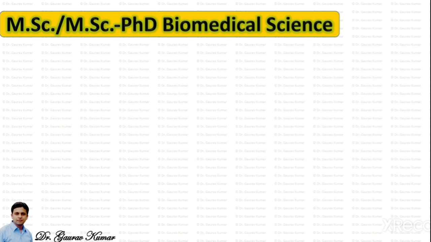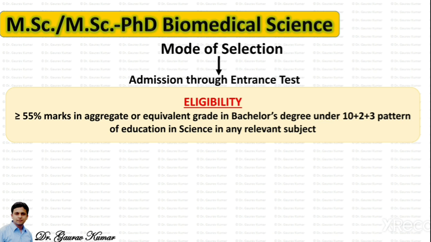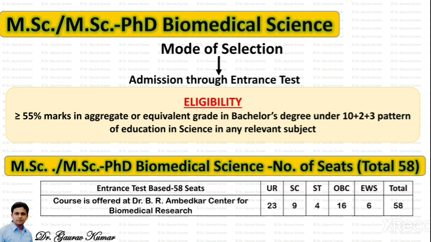Next we come to MSc or MSc PhD Biomedical Science. Again, the mode of selection is through the entrance test. The eligibility is greater than or equal to 55% marks in aggregate or equivalent grade in bachelor's degree under 10 plus 2 plus 3 pattern of education in science or in any relevant area. If you see the number of seats, there are around 58 seats, and the course is offered at Dr. B.R. Ambedkar Center for Biomedical Research. You can see the seat distribution in the various categories. Maximum seats are for the unreserved, then OBC, then the seats are reserved for SC, ST and the EWS candidates.